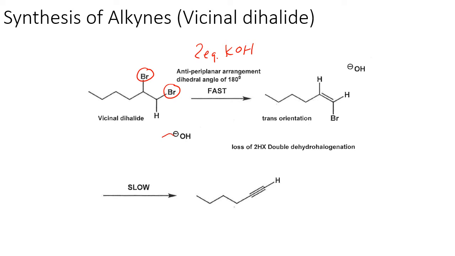So our base is going to grab this proton here, which is arranged 180 degrees apart from the leaving group. So this is what's referred to as an anti-periplanar arrangement, where there's that dihedral angle of 180 degrees between what's being grabbed and what's being kicked off. So when the base grabs that proton, the electrons will swing over and form a double bond between this carbon and this carbon, the two carbons where the halogens are. And then that one carbon would have too many bonds to it, so it boots off a leaving group.